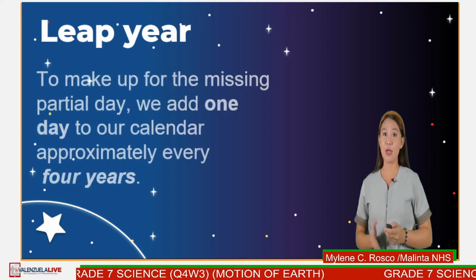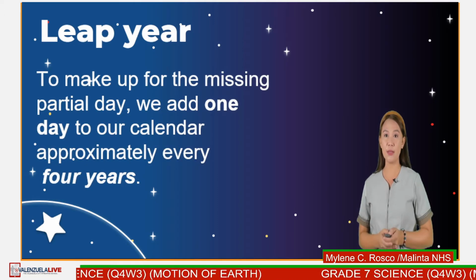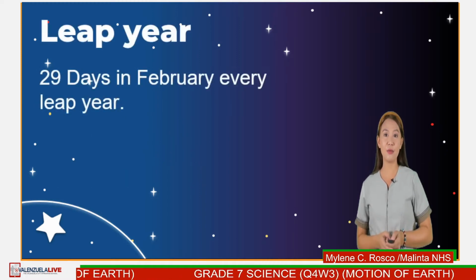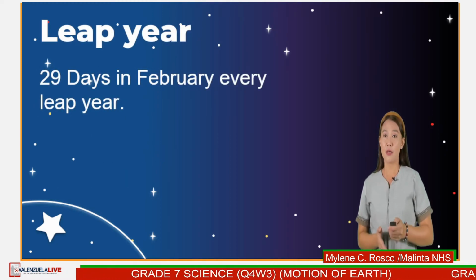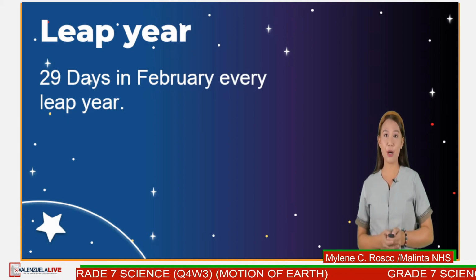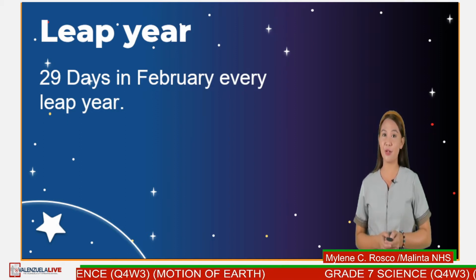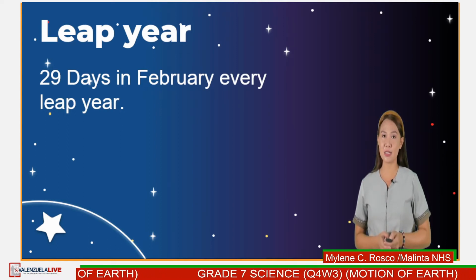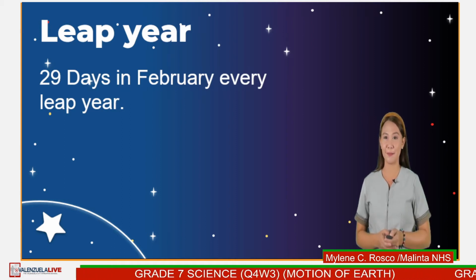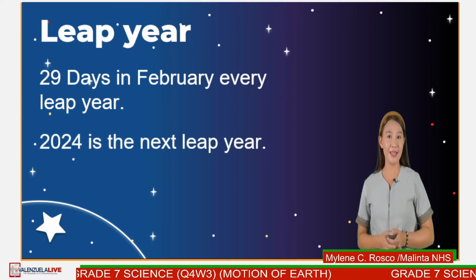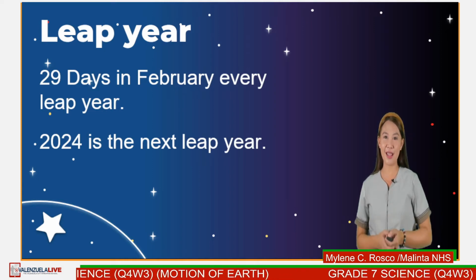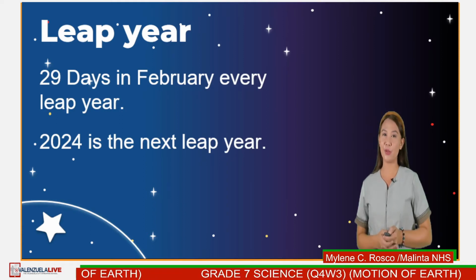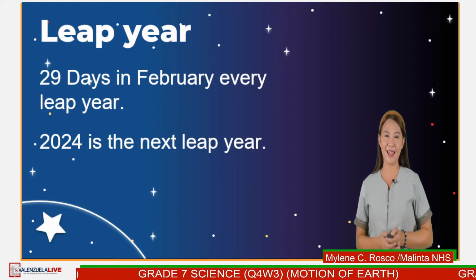The 6 hours saved every year are added to make one day over a span of 4 years. This day is added to the month of February. Thus, every 4th year, February is of 29 days instead of 28. Such a year with 366 days is called a leap year. Do you know when will be the next leap year? You are correct. The next leap year will be in 2024, so February in 2024 will have 29 days.